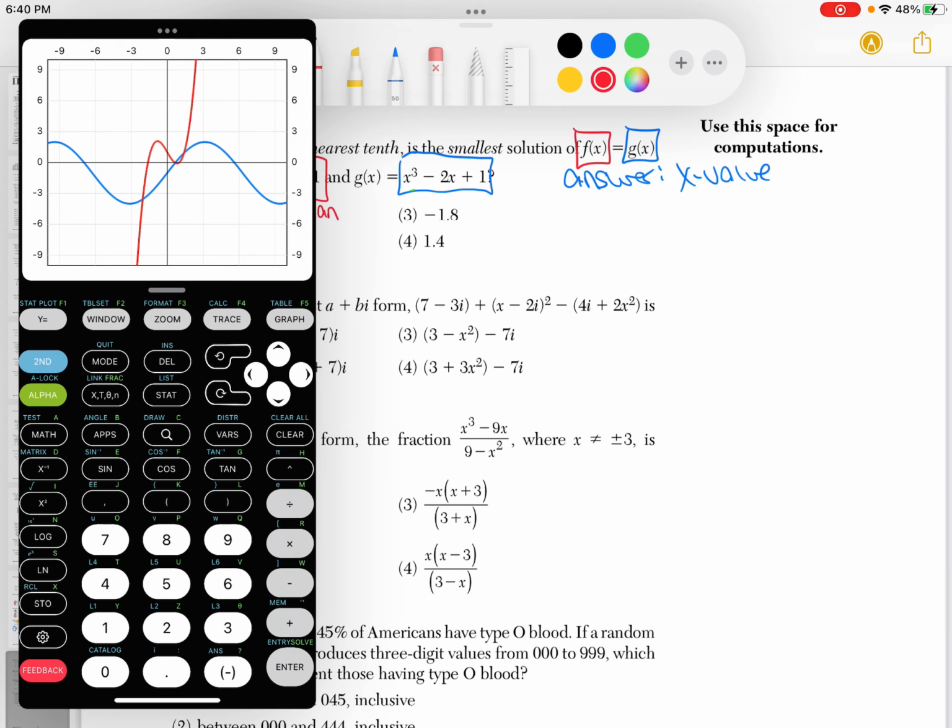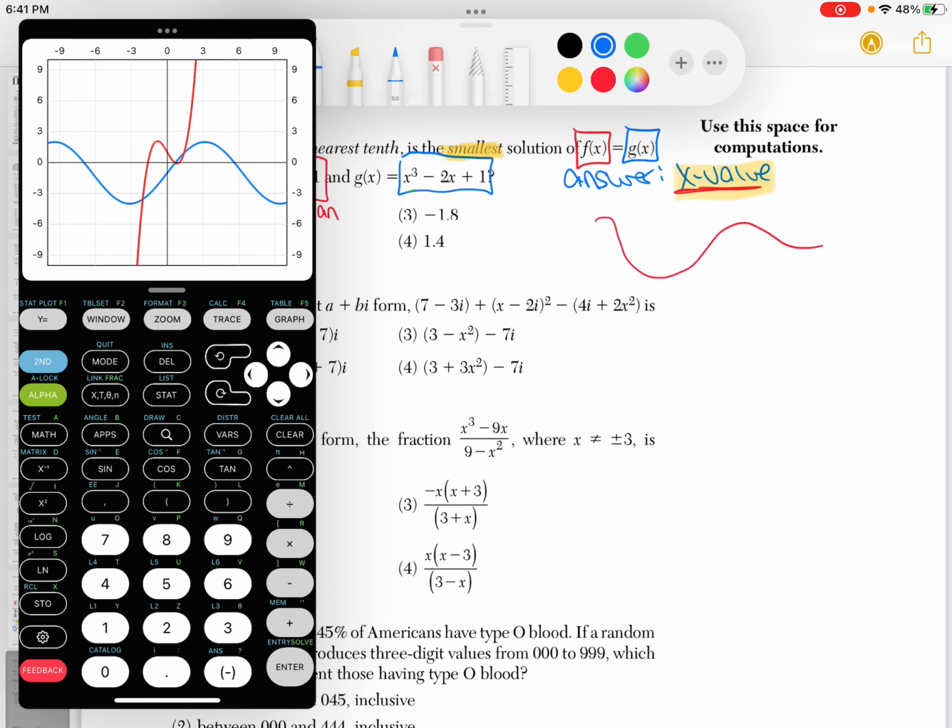Okay, so I'm going to go ahead and hit graph. Ooh, so pretty. And I see that it intersects 3 times. It wants the smallest solution. And remember, your answer is an x value. So I'm looking for the smallest x value. x values are on your x-axis, so you're looking for where it goes furthest to the left.